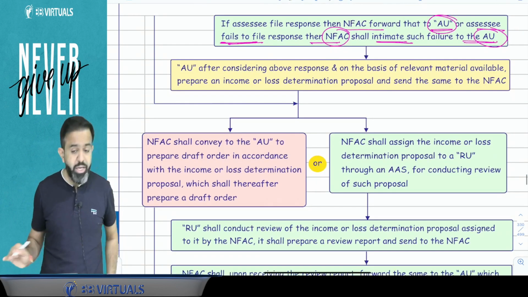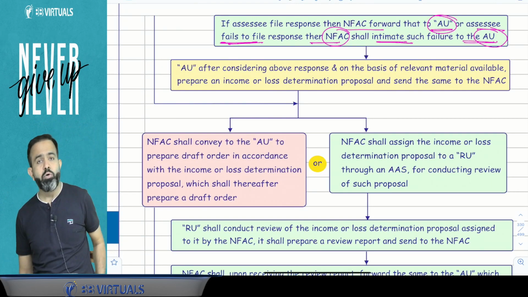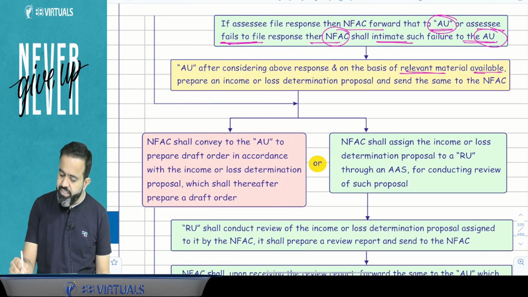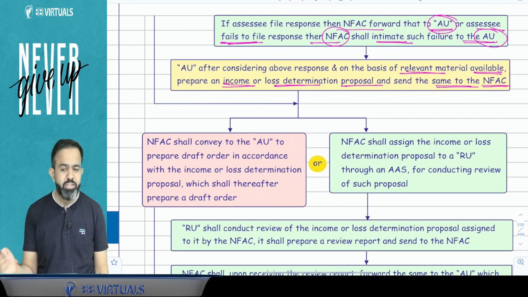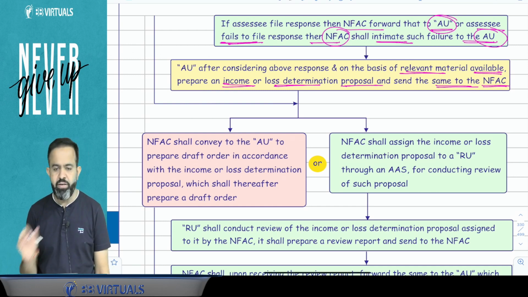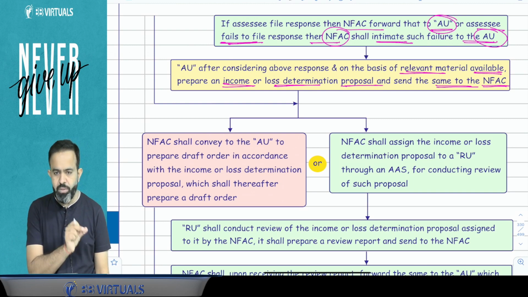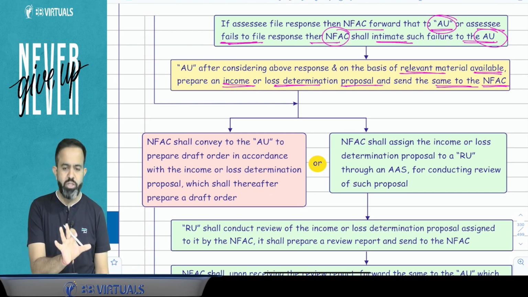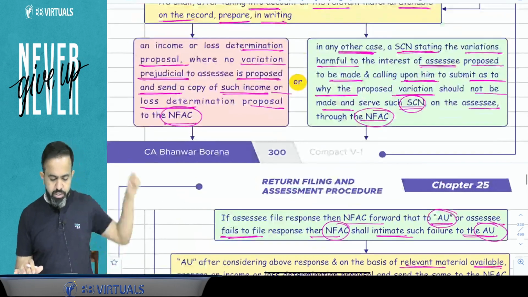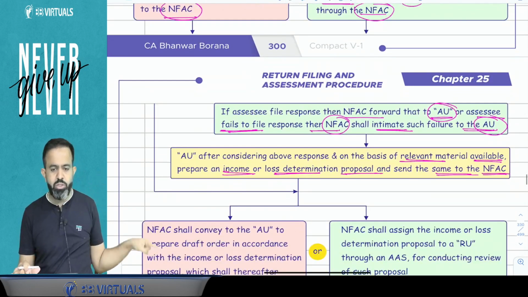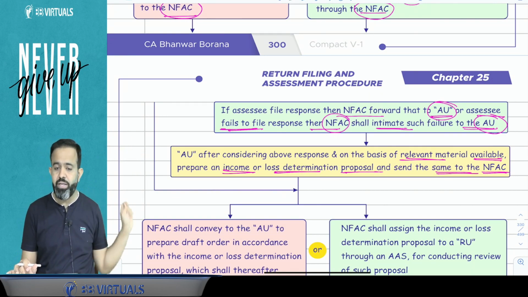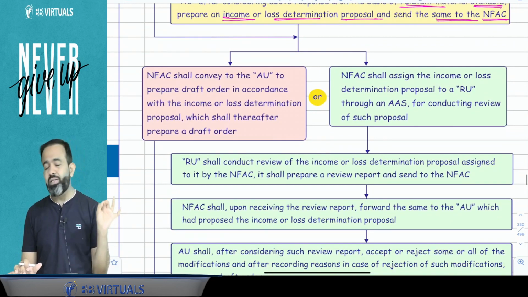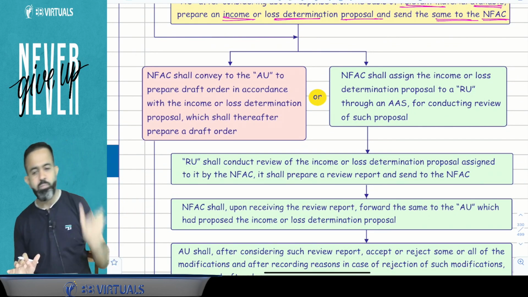Now next part, the AU, assessment unit. After considering the above response, on the basis of relevant material available, it prepares an income or loss determination proposal and sends the same to the NFAC. So after considering the response of the assessee, they will make one statement of income or loss determination proposal and send it to the NFAC. At this point, if there was no variation, then directly they will send that proposal to the NFAC. But suppose there is a variation, then first they will give the opportunity of being heard to the assessee, and after that they will send that proposal to the NFAC. Now NFAC has that proposal.